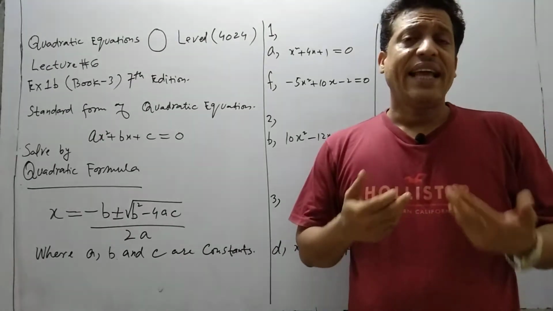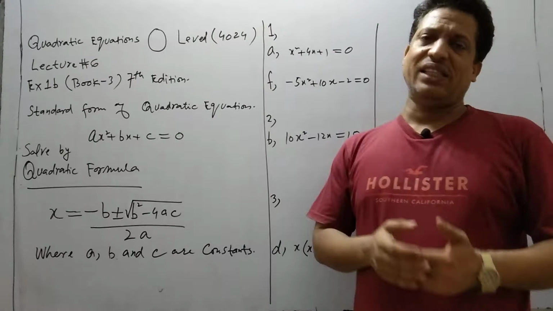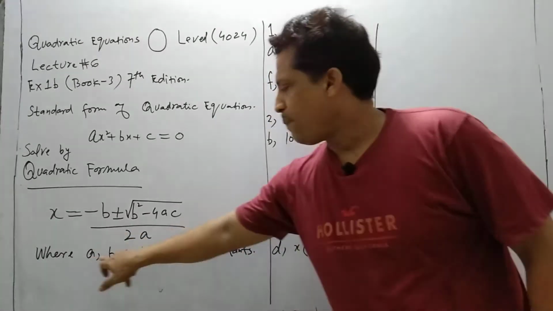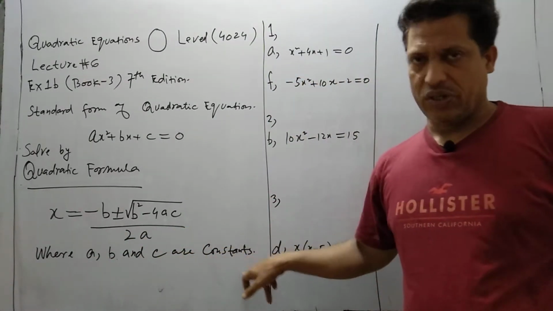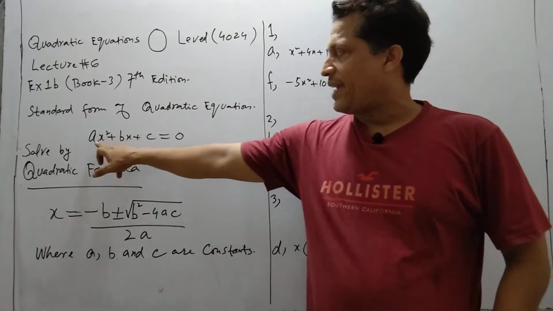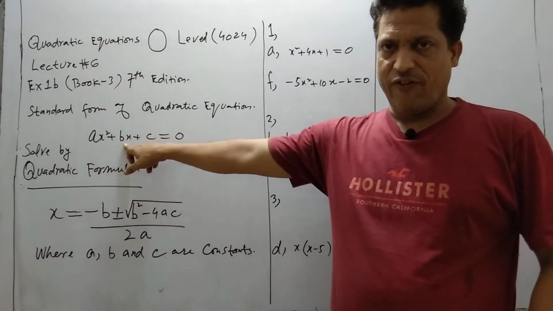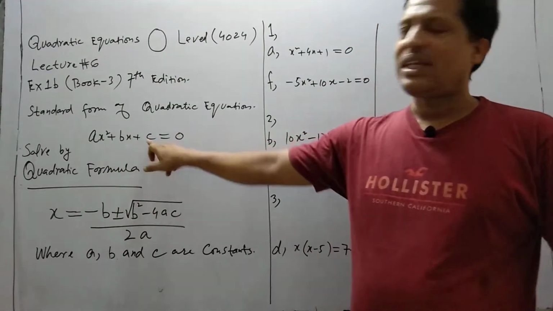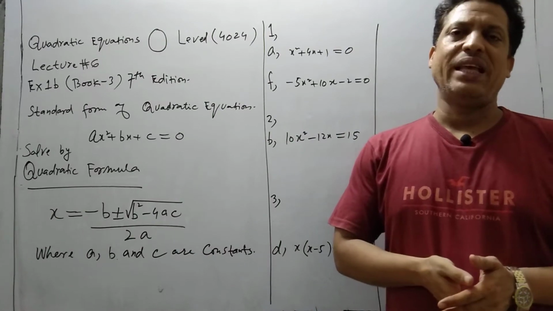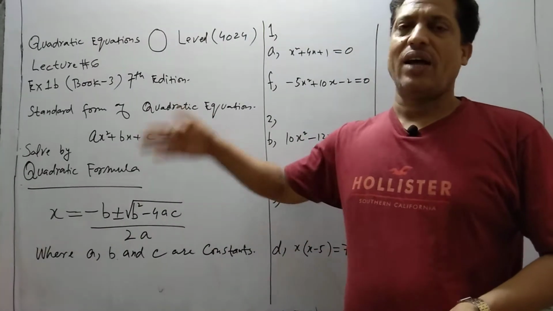Now the next question is, what is a, b and c? A, b and c are constants. A is the coefficient of x square, b is the coefficient of x, and c is constant, means the number without having x square and x.